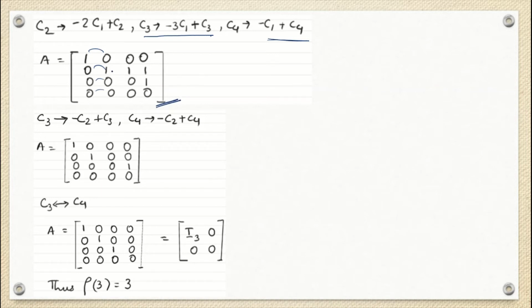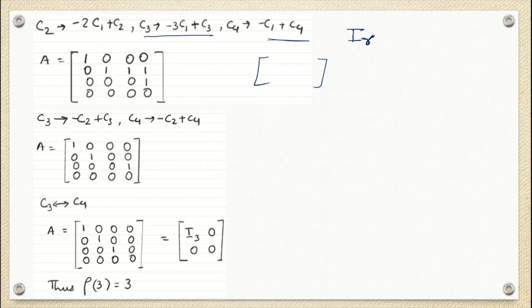So still this is not my normal form. Why? Because we have seen that normal form is what? Normal form will be in this fashion, right? If I'm going to write Ir, that means identity matrix of order r. I hope you remember what is identity matrix.